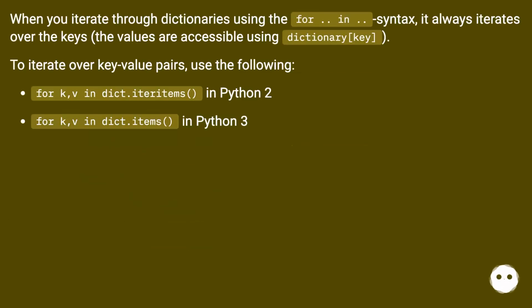When you iterate through dictionaries using the for in syntax, it always iterates over the keys. The values are accessible using dictionary[key]. To iterate over key-value pairs, use the following. For k, v in d.iteritems() in Python 2. For k, v in d.items() in Python 3.